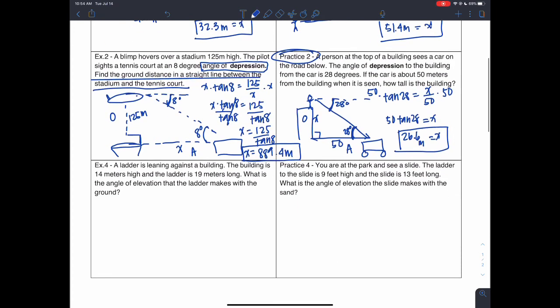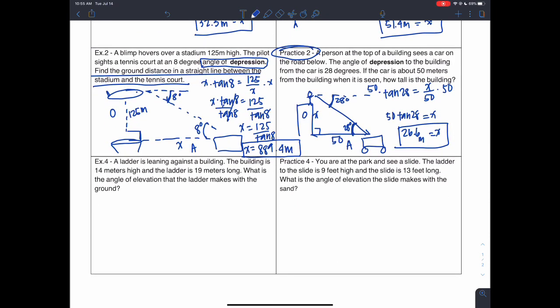Now let's move on to example 3. Should be written as example 3. So let's read it first. A ladder is leaning against a building. So let's draw that. So we have a building, and then we have a ladder leaning against it. The building is 14 meters high, so this is 14 meters, and the ladder is 19 meters long. What is the angle of elevation that the ladder makes with the ground? So our ground is here, and we are looking for this angle.